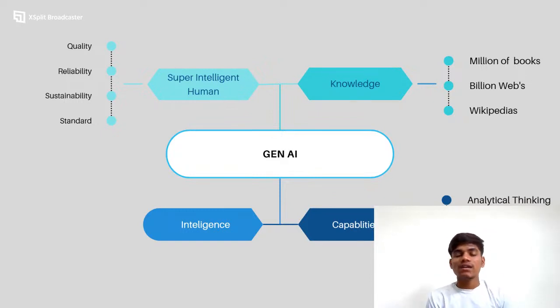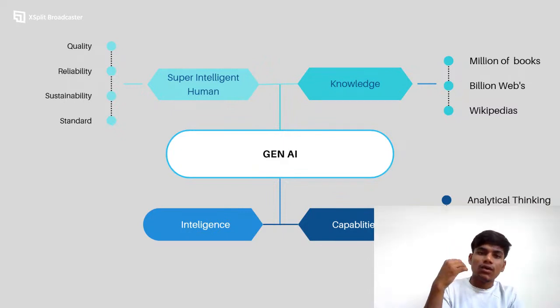Likewise, if you want to call it generative AI in terms of knowledge, then it should contain content like billions of books, billions of web pages, and Wikipedias. Particularly, if you enter the name of a CEO, it will show the CEO's Wikipedia. Like that, it should have particular knowledge of that content. That is what we call generative AI, which includes knowledge.